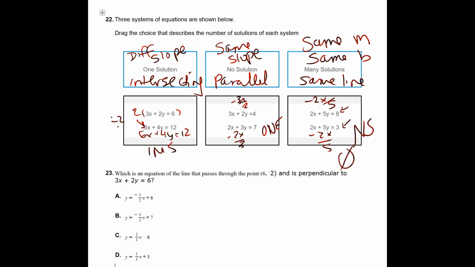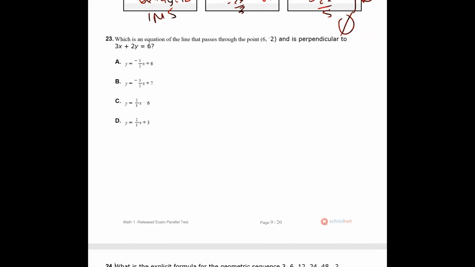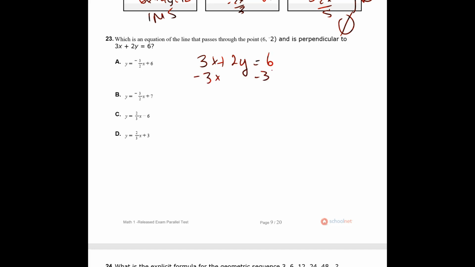All right. Number 23, which equation is the line that passes through this point and is perpendicular to this line? Before we can find out what's perpendicular, we need to find the slope. So we have 3x plus 2y is equal to 6. We subtract 3x, and we get 2y is equal to negative 3x plus 6.